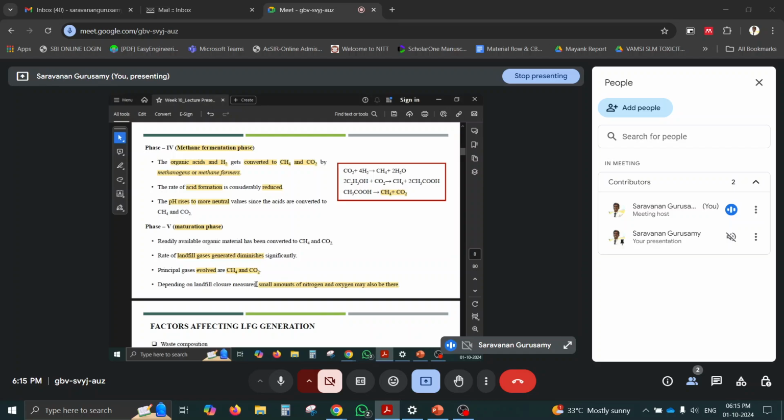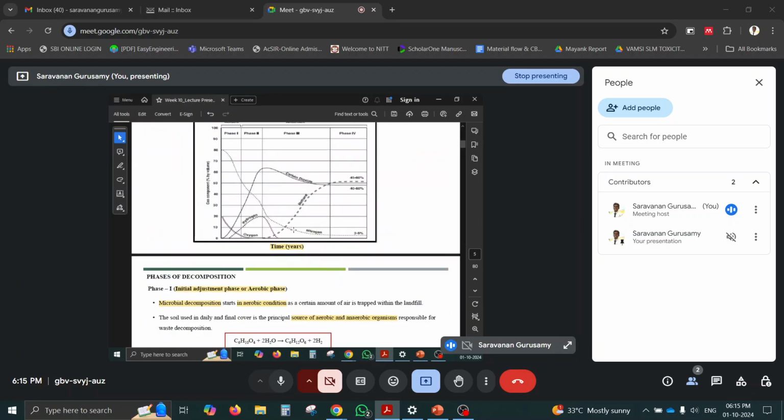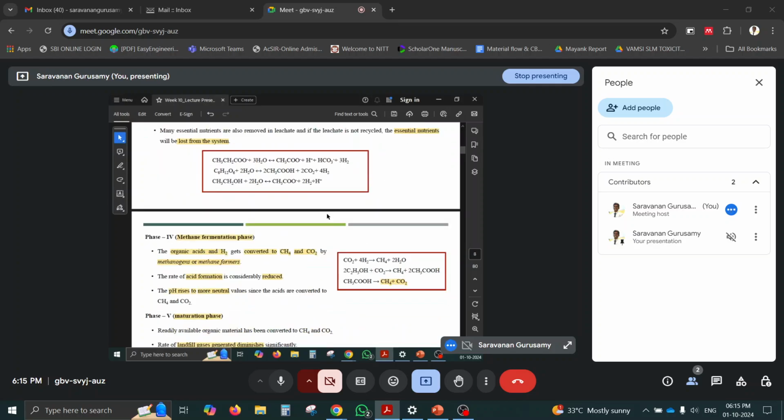Depending on the landfill closure measure, a small amount of nitrogen and oxygen gas may be there. So you can see here, a small amount of nitrogen, 2 to 5%, will be there. Majorly, it will be methane and carbon dioxide, around 60% and 40%.